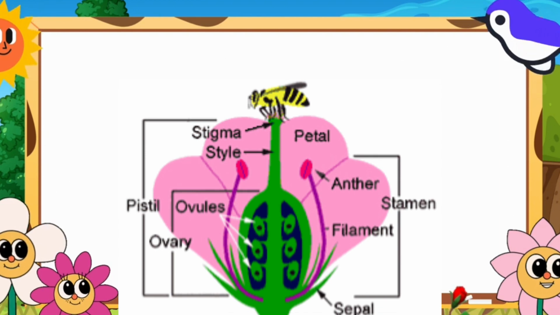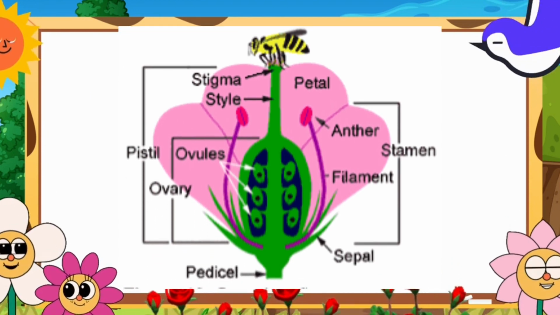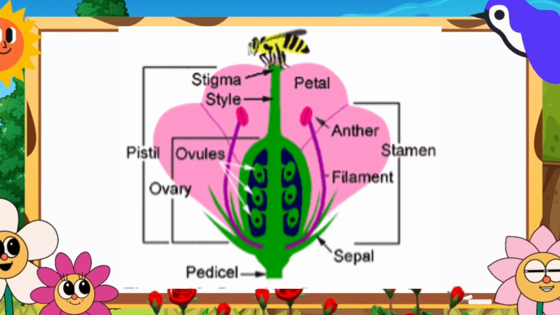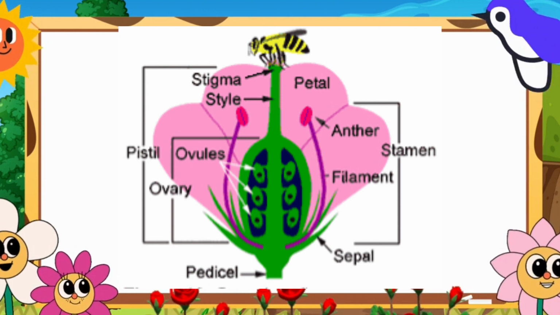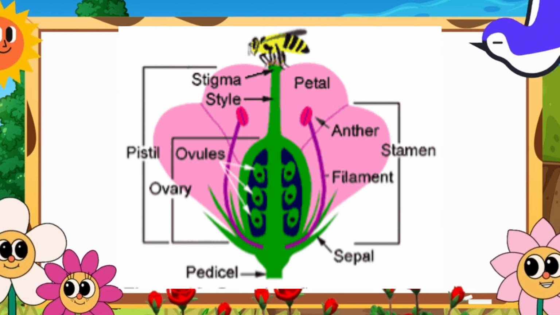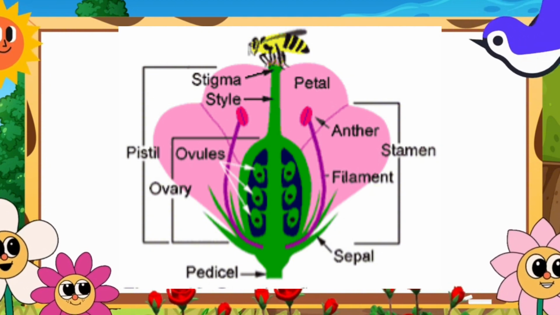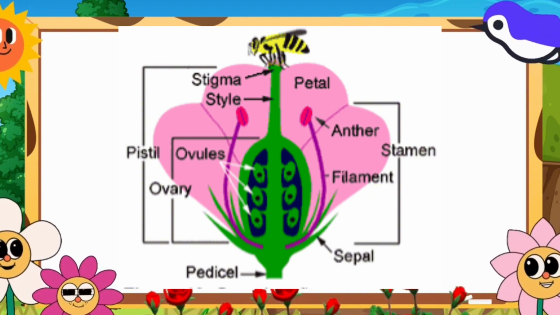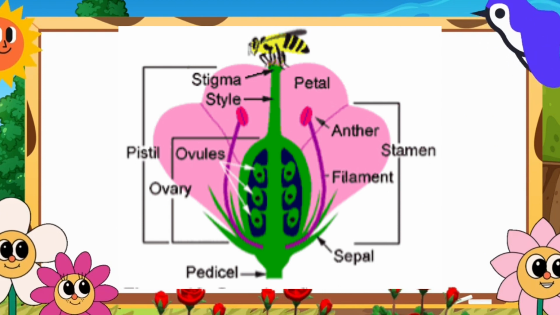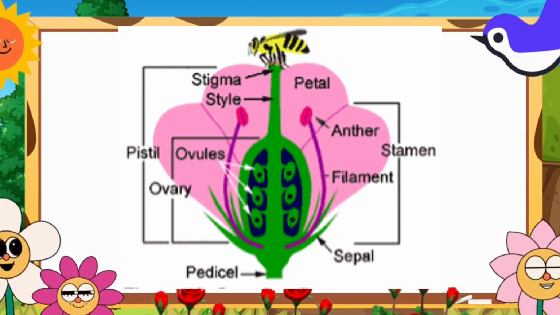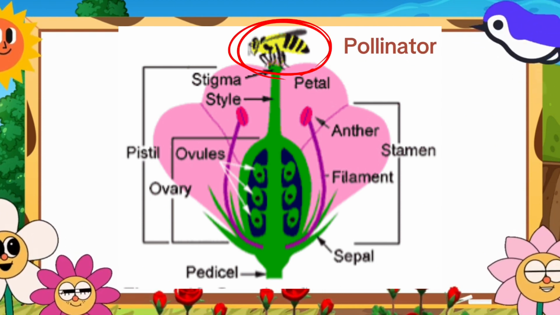This is an example of plant reproductive structures. The first one is the stigma, style, ovules, ovary, pedicel, sepal, filament, stamen, anther, petal, and the pistil. And this bee is a pollinator.